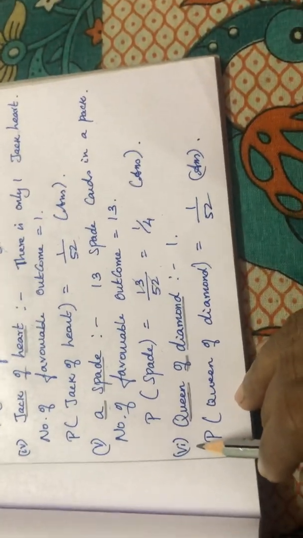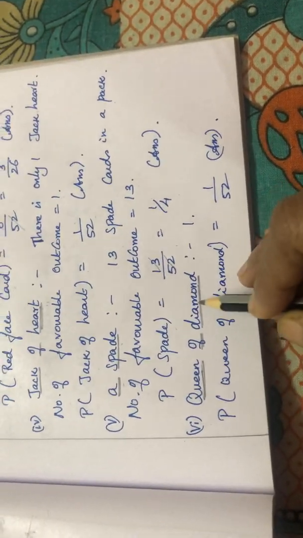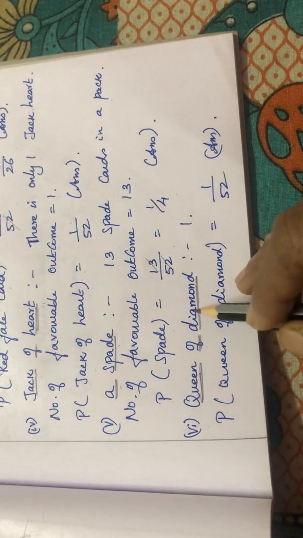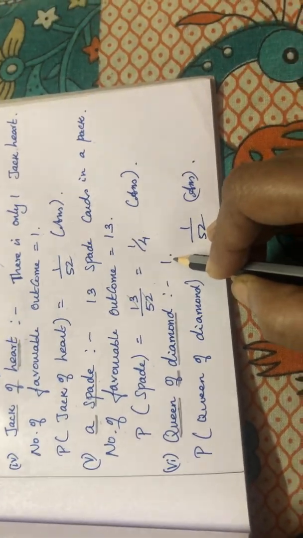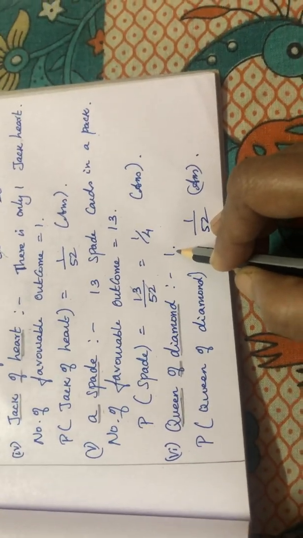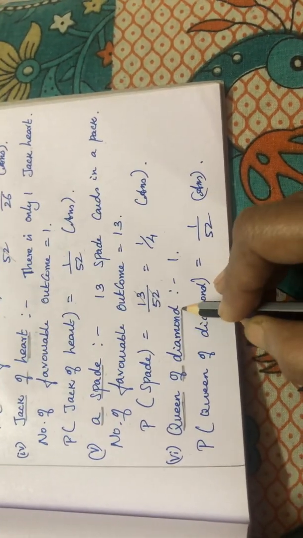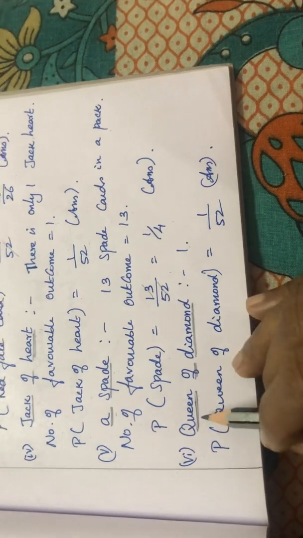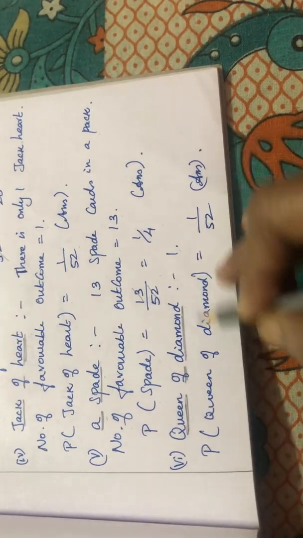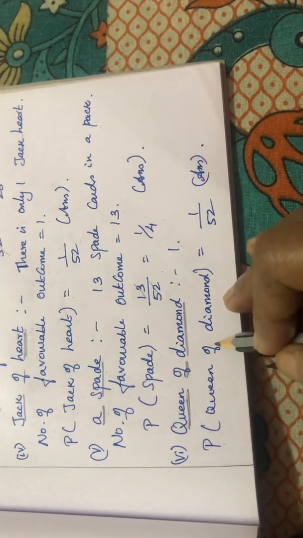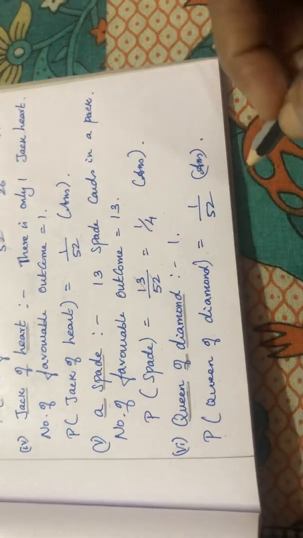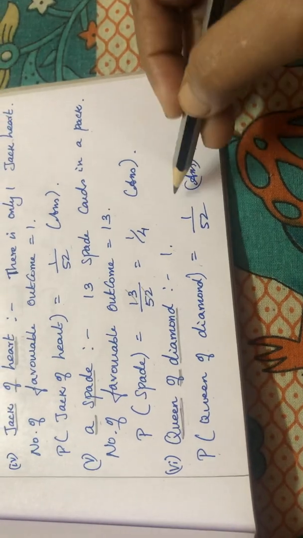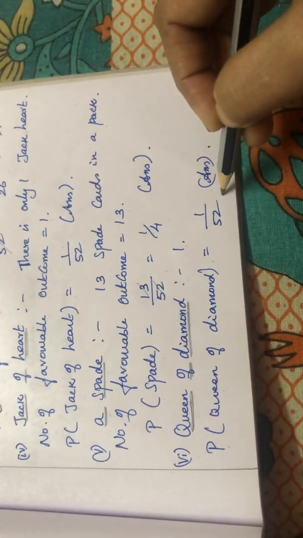Sixth subdivision, queen of diamond. How many diamond queens are there? Of the queens we have only one diamond, like the jack also, only one in the suit of diamond. So the favorable outcome here is 1. Therefore, probability of getting queen of diamond is equal to number of favorable outcomes divided by total number of possible outcomes. So 1 by 52 is the answer.